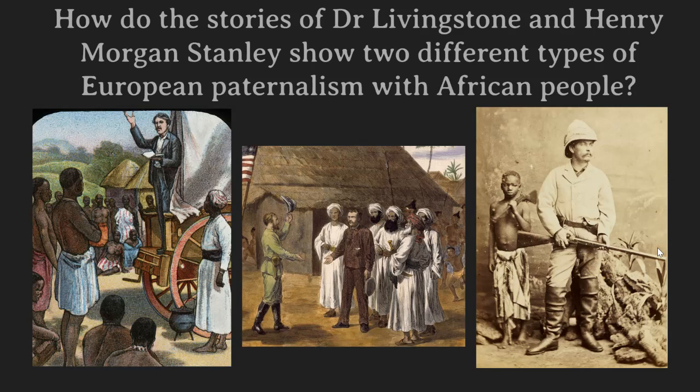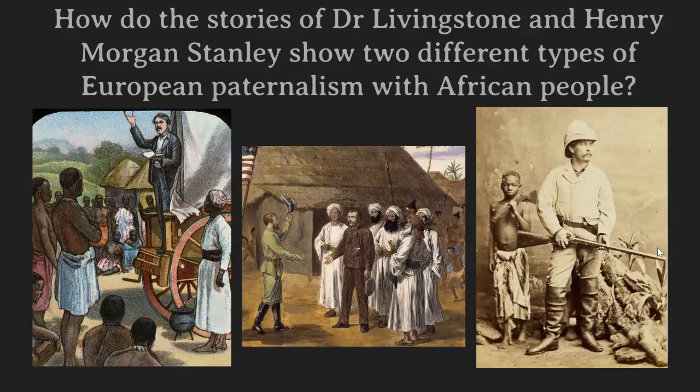So we're going to start off with the story of Dr. Livingstone and Henry Morgan Stanley. If you finished your reading, you already know who these people are. I'm going to assume you did that. These two men show two very different types of European paternalism, as in pater, as in father. So these are two guys that kind of think of themselves as like the white guy savior father of African people. And they kind of have two different personalities or two different approaches to being that father, so to speak, for the African people.